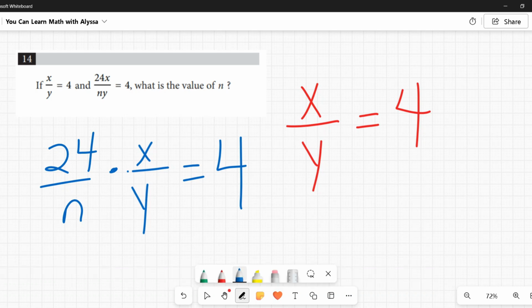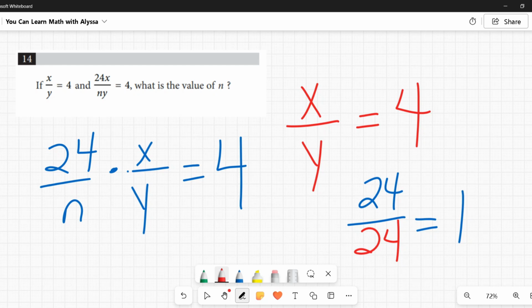That's the same thing. So x over y equaled 4, and then I multiplied it by something that didn't change it. What can we multiply a number by that won't change it? The only thing that we can multiply it by that will not change it is 1. 24 over n must be equal to 1, because multiplying it times x over y didn't change anything. It still stayed 4. So 24 divided by what equals 1? That's 24 divided by 24. So n must be 24.